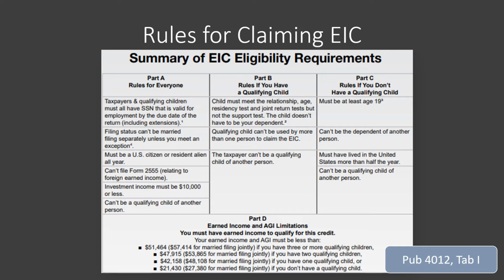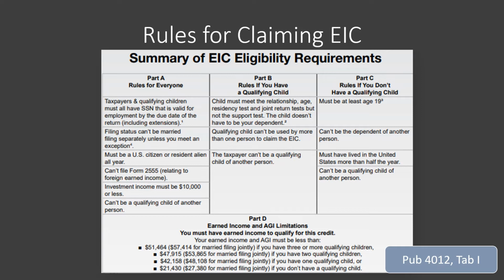Some individuals might have a Social Security card that is stamped saying that it's not valid for employment. If that's the case, then they won't qualify for this credit. So it has to be valid for employment. Their filing status can't be married filing separate unless they meet that exception for spouses living apart, which in that case, they're usually not filing separate, they're filing as head of household.